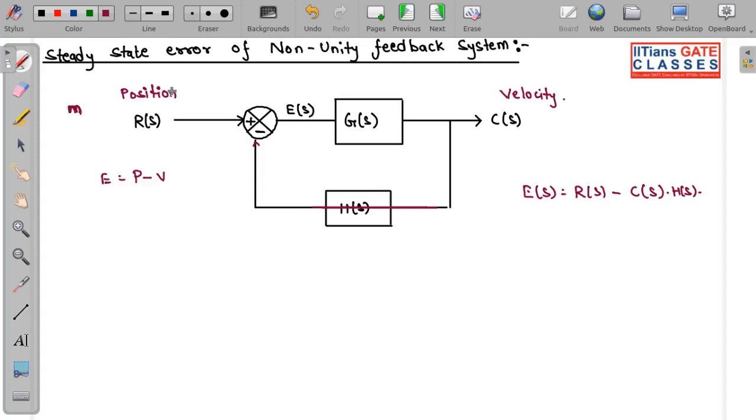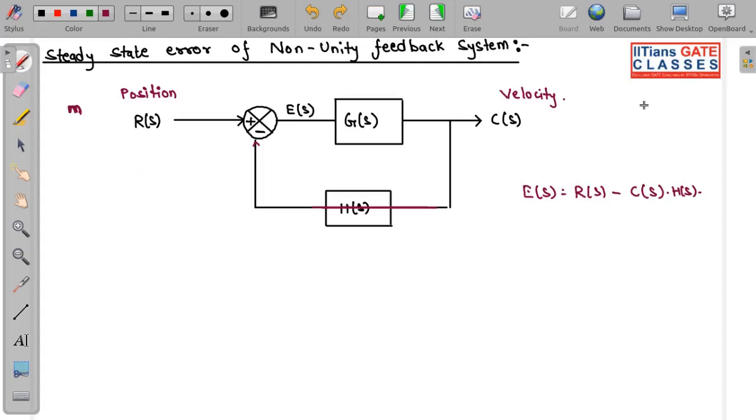Position has a unit of meter, kilometer, anything, while velocity has a unit of meter per second. How can you subtract two dissimilar quantities? So you cannot subtract two dissimilar quantities. Then what do we have over here?